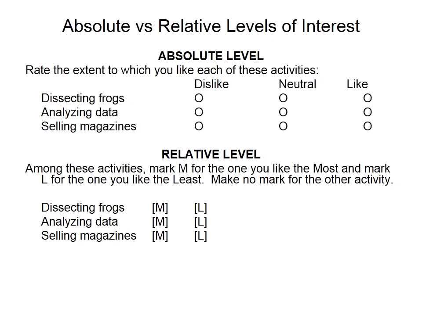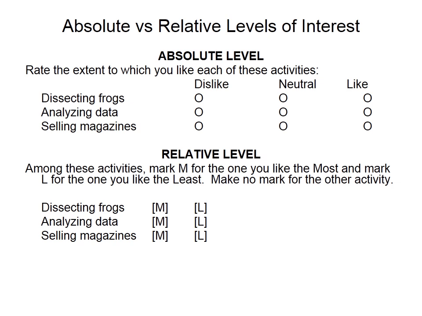So for example, dissecting frogs: like, dislike, neutral. Analyzing data: like, dislike, neutral. Selling magazines. So it is possible for someone to be neutral on all three of these. It is possible for someone to say they dislike all three of these. And it's also possible for someone to say they like all of these.